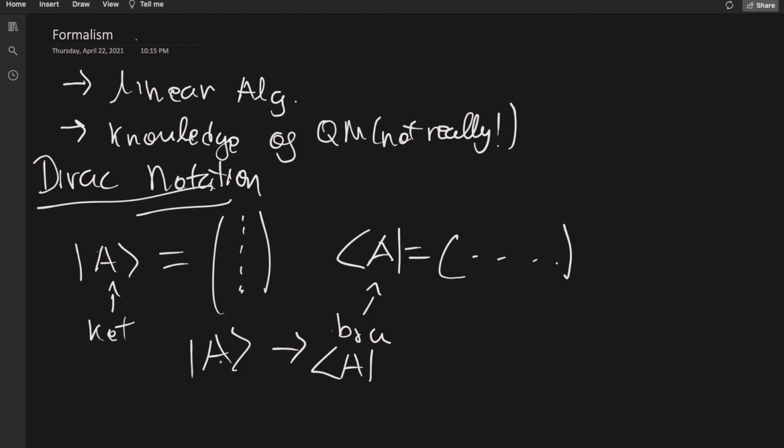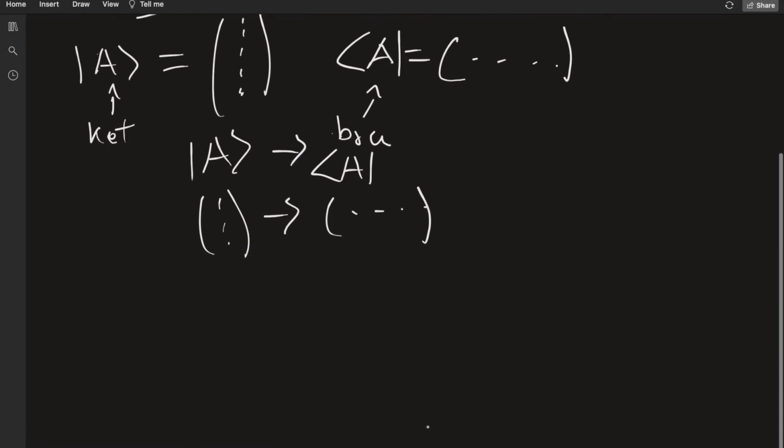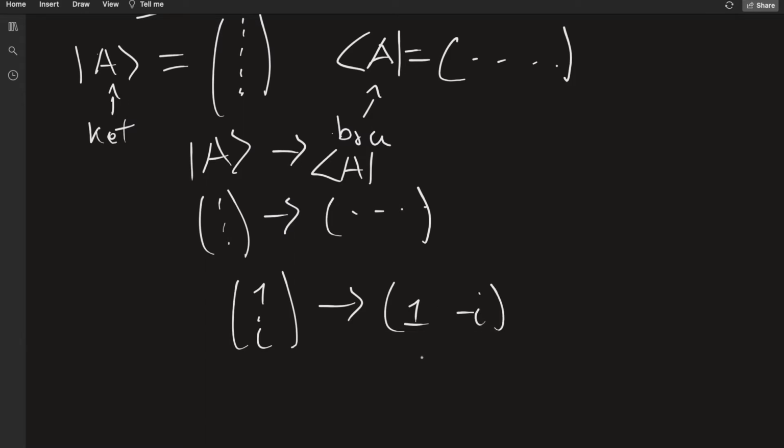So what I mean by that is you transpose something from this to this, right? But you also do a conjugate for complex numbers. So if you have something like 1 + i, then it becomes 1 - i. You just take the conjugate of the parts that have a complex part.